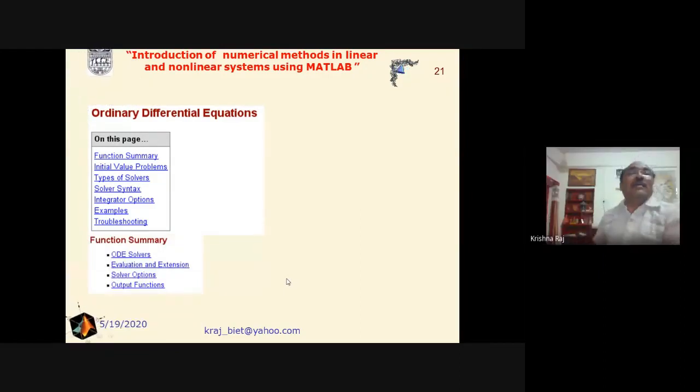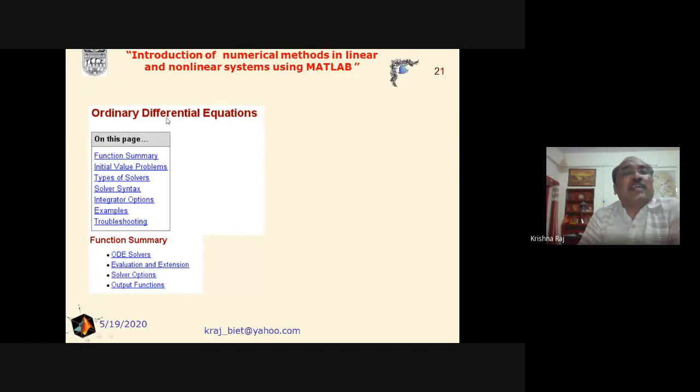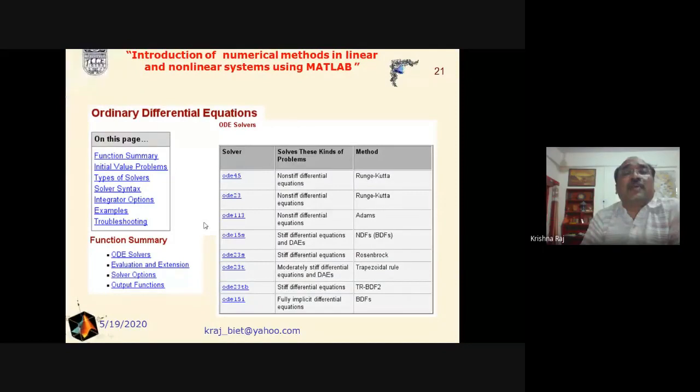So ordinary differential equations. In order to solve ordinary differential equations, you can use different types of solvers, depending upon the different methods: the Runge-Kutta method, Adams method, NDFs, BDFs. These are the different methods which are used in maths to solve differential equations. Depending upon these algorithms and concepts, these commands are developed.